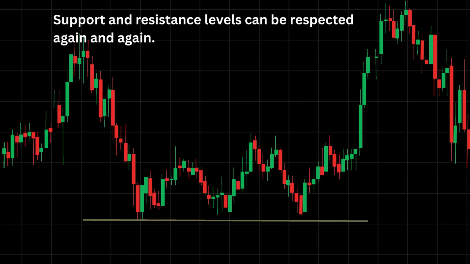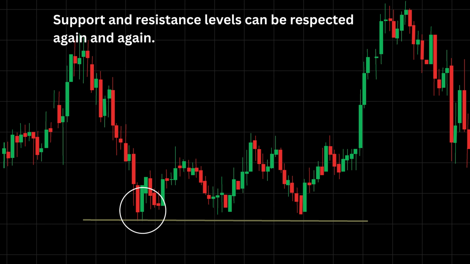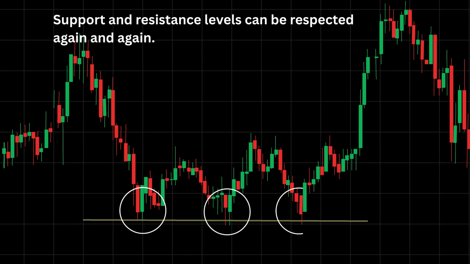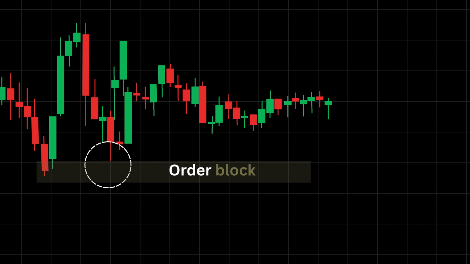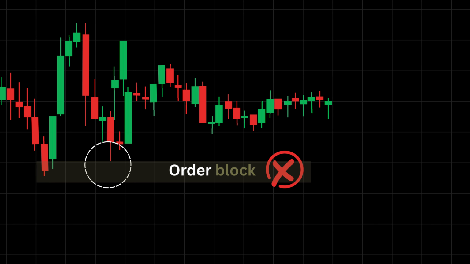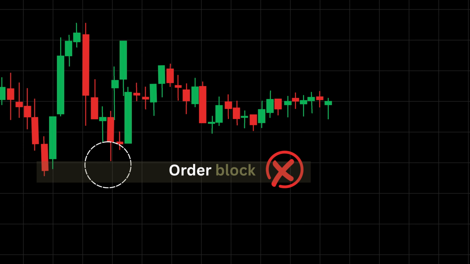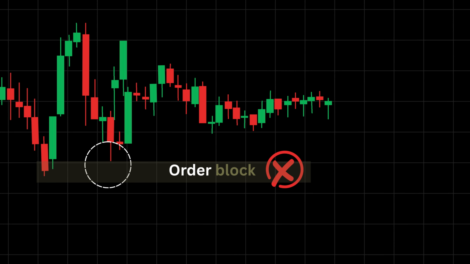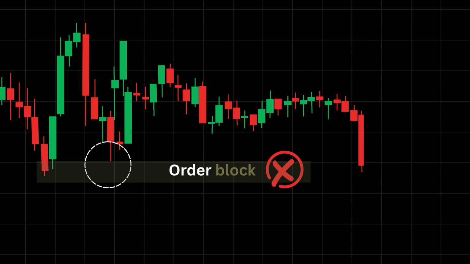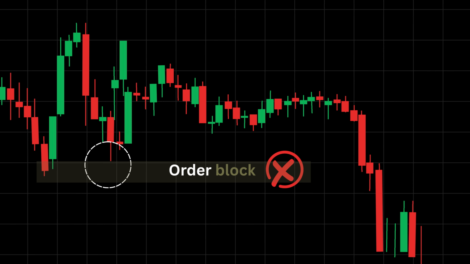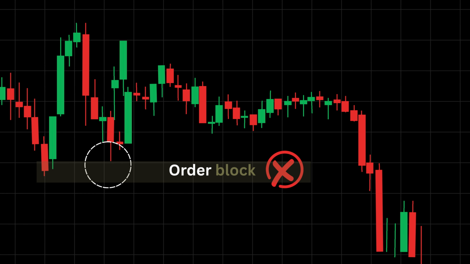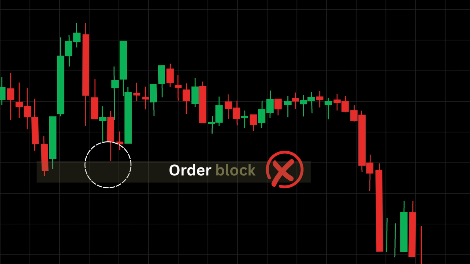Support and resistance levels can hold firm repeatedly. Price might react to a strong support level 5 separate times across several weeks. Order blocks don't behave like that, they act more as a one-time opportunity zone. When price returns to an order block and shows a reaction, that zone often loses its effectiveness. Why? Because the initial orders behind the move have probably already been executed. The smart money has played its role and exited the scene.